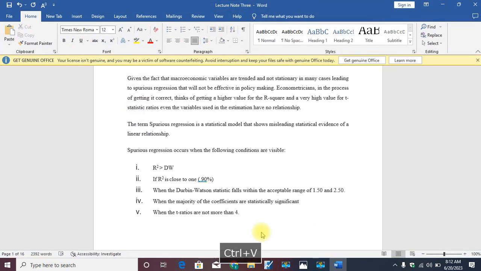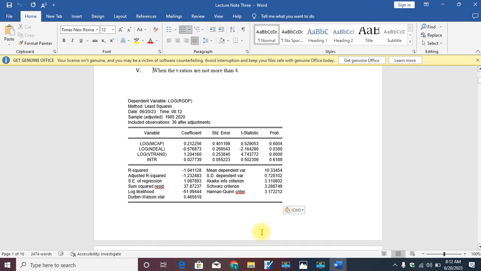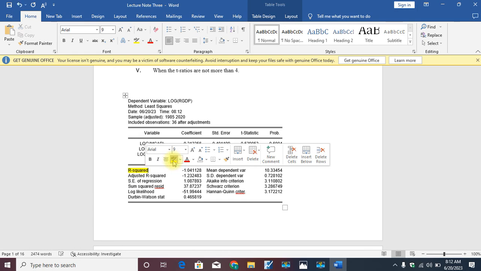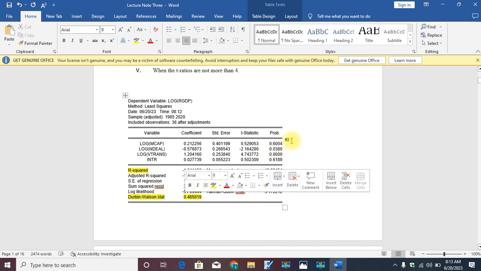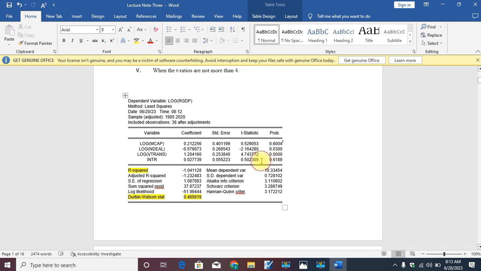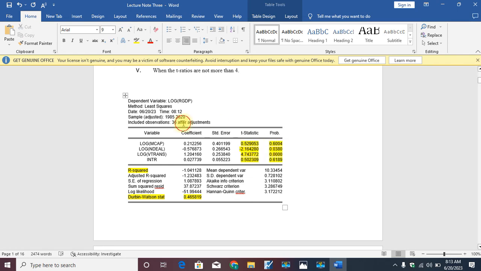So let me explain to you the presence or absence of a spurious regression using this result. Recall that I told you that to identify spurious regression, your attention will go to the R-squared and the Durbin-Watson statistics, as well as the significant nature of the coefficients. I'm highlighting the areas I want to use for the interpretation. So these are the areas I explained to you initially, and we are going to look at them one after the other. This regression was just done today using the least squares estimation procedure.